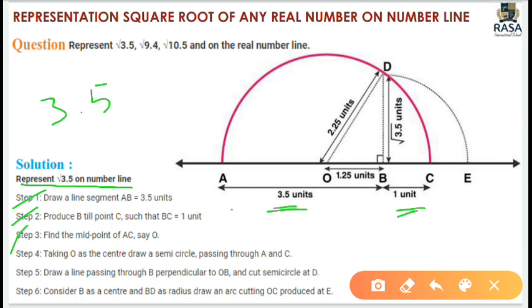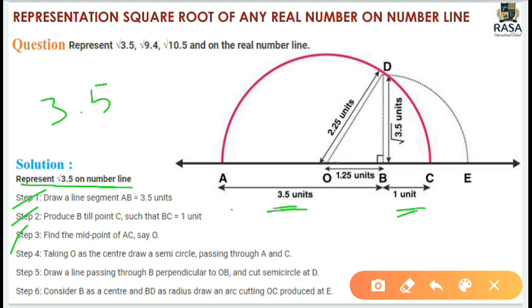For drawing the perpendicular bisector, we take more than half of AC, and we draw an arc on the upside of AC and on the bottom of AC, first taking A as center, and second time taking C as center, as you have studied in your class 7th and 8th, to draw the perpendicular bisector of a given line. So we are able to find the midpoint of AC, that is O. So O is the midpoint of AC.